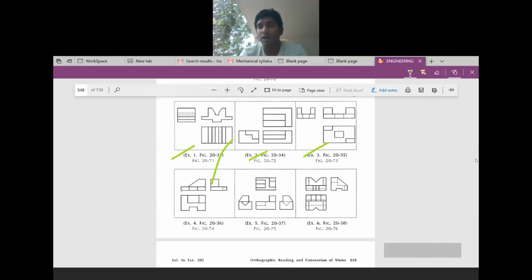Similarly, I have taught you some problems in isometric projections. Draw all the problems with the dimensions. I have done 10 to 12 problems in the last 3 to 4 classes in our isometric projections. Just go through it, draw all the problems using your drawing instruments in your notebook or your drawing sheet. If a drawing sheet is not available, you can draw in your notebook.